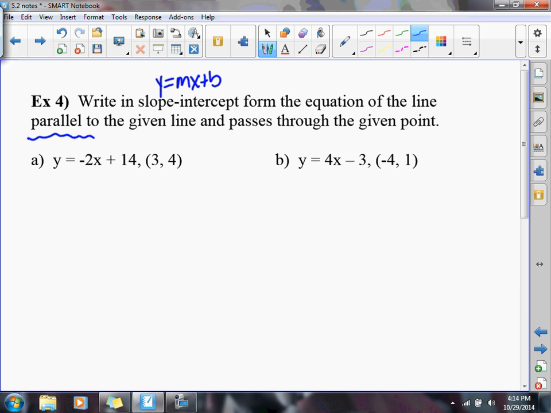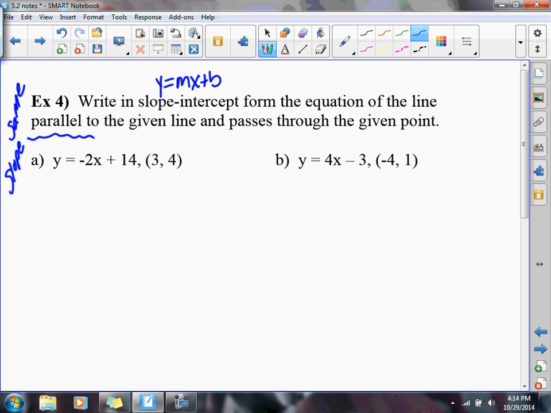Okay, so when they say lines are parallel, that's really a mathematical clue. They're giving us a little hint that we have to kind of decode. Anytime lines are parallel, remember, that means that they have the same slope. So really, when they say that the lines are parallel, that's telling me I'm going to use the same slope as the equation that they gave me. And then I have to also go through the point that they gave me. So I have a slope and a point.